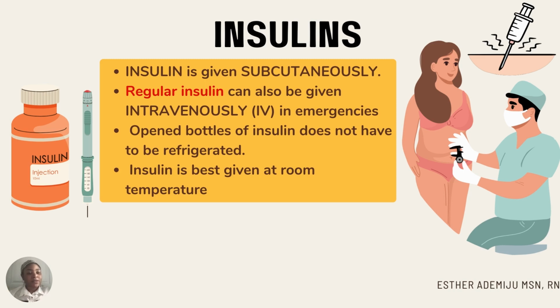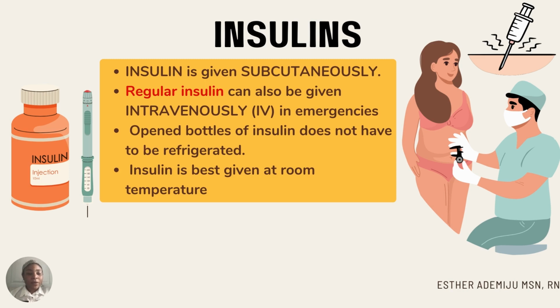Where do we give this insulin? It's given subcutaneously, meaning into your fat layer. But we can also give insulin intravenously, meaning into the vein. And the only type of insulin we give into the vein is the regular insulin. We'll talk a little bit more about the different types of insulin soon.